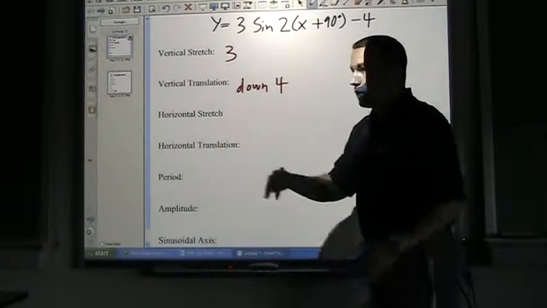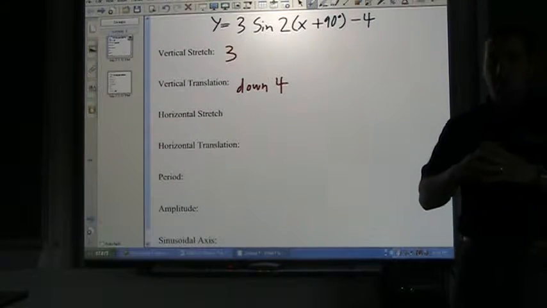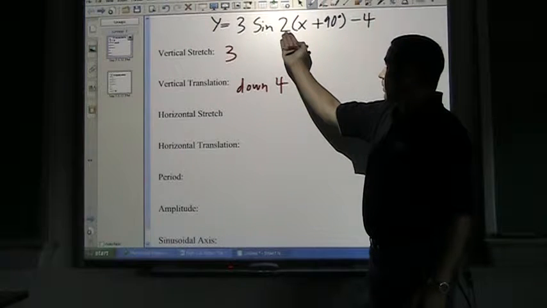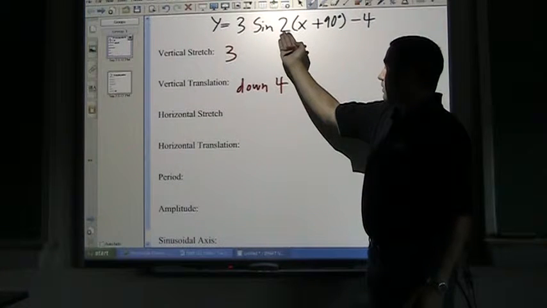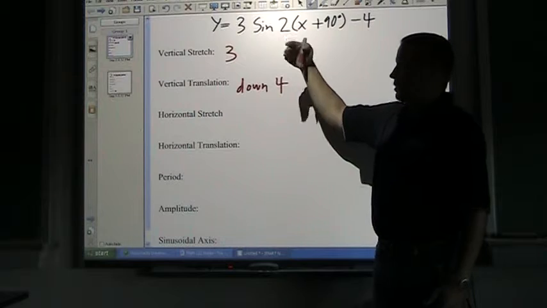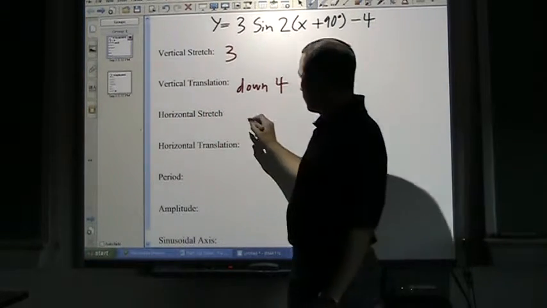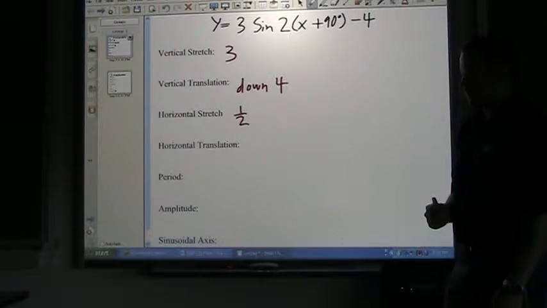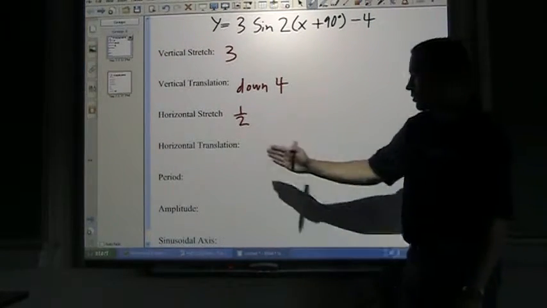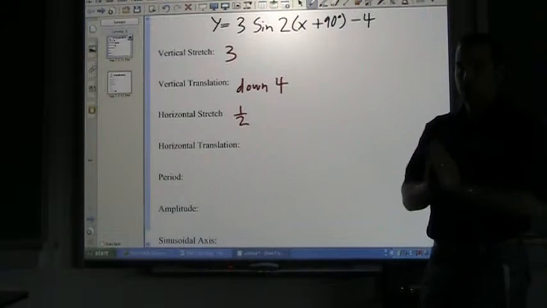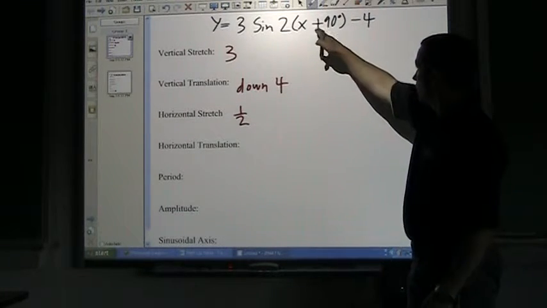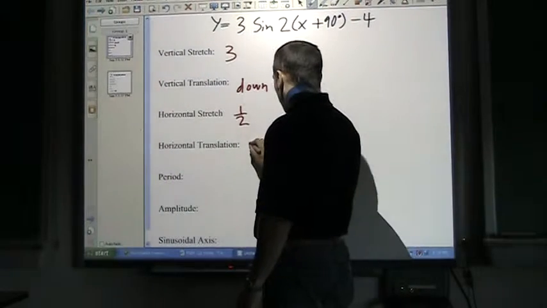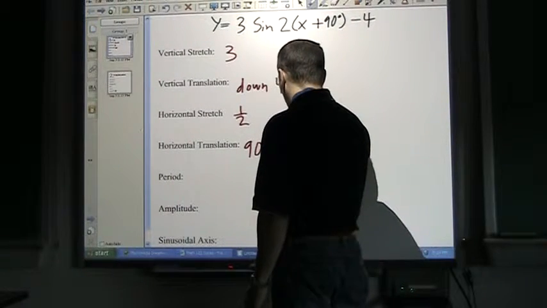Next, horizontal stretch. Horizontal stretch, remember, is the period of the graph. My normal one is 360. I look at that, and you take the reciprocal of the 2. So it's only half as big. My horizontal stretch is 1/2. The horizontal translation, horizontal again is left or right. You look at my number right here, and that tells me I've gone 90 left. And that's exactly how I write it, 90 degrees left.